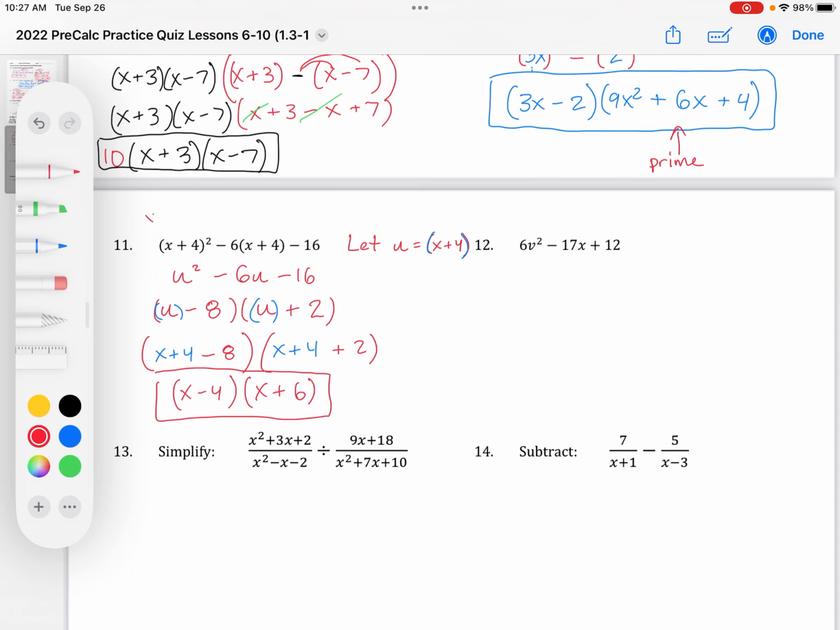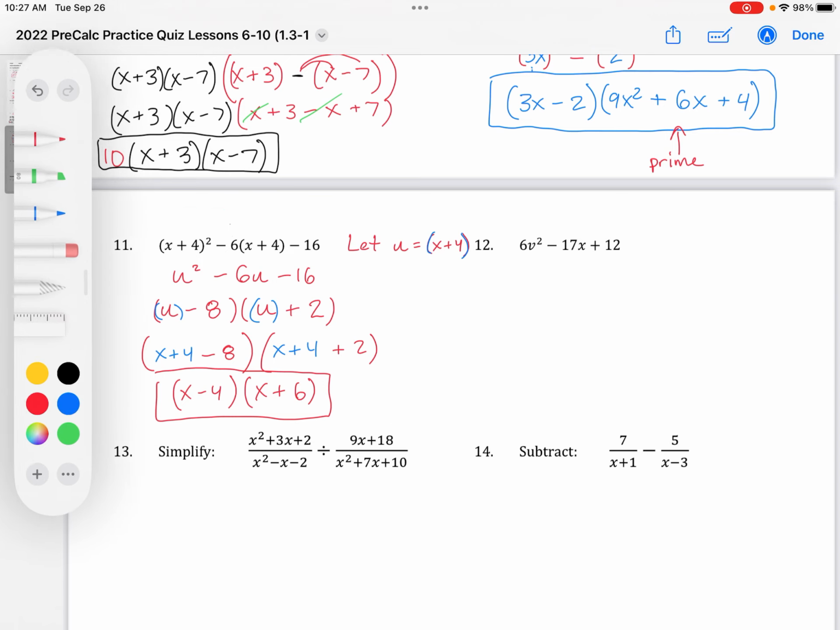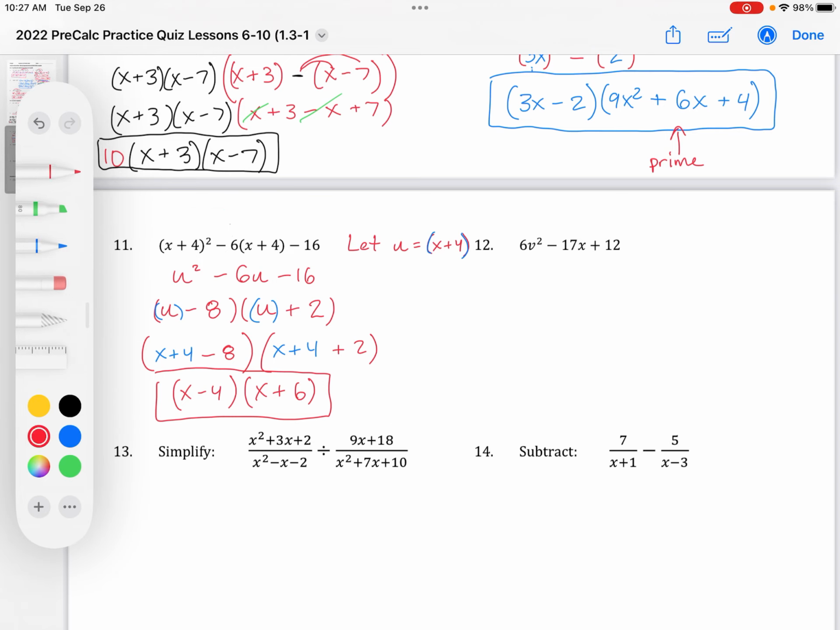Now in this one, could I expand this x plus 4 and then square that and then distribute this and combine like terms? Sure, you could do it that way and then factor whatever you're left with. Either way, you should still get this answer here. So you can do that the long way if it makes more sense to you.